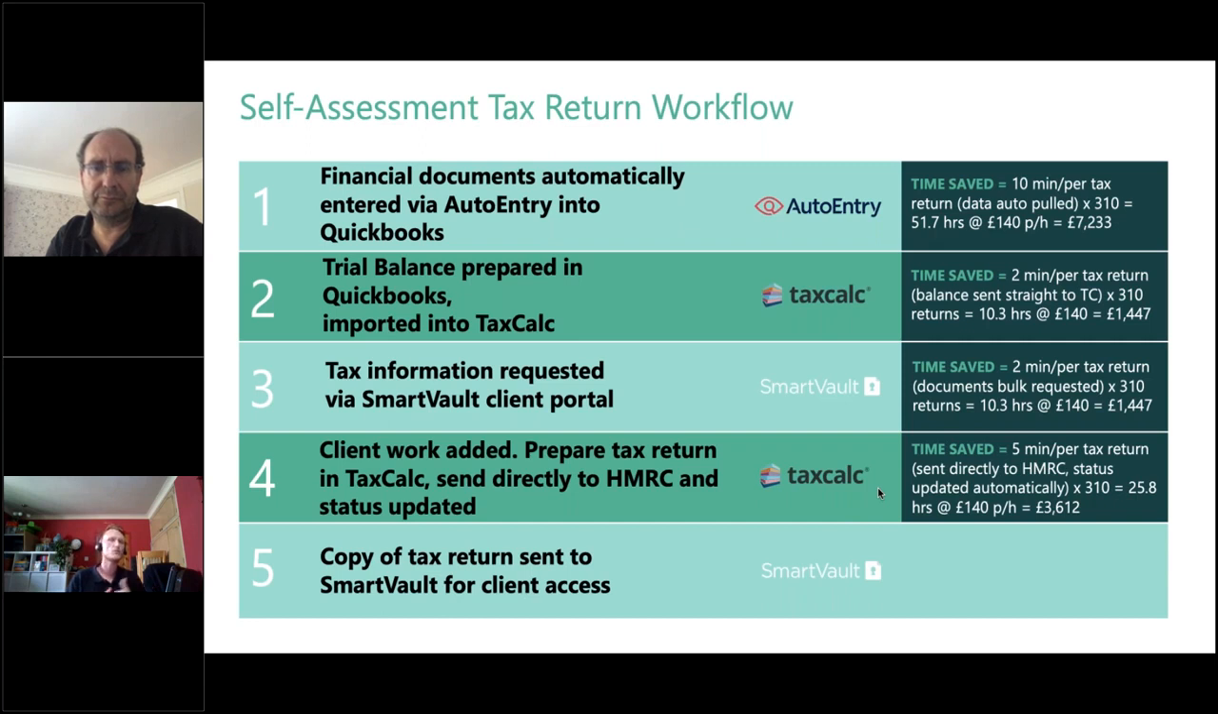At the same time, you could use SmartVault and its document collection facilities to send out questionnaires and requests for information from your clients. So any other supplementary information required to produce their tax return can be pulled in at this point. You can do that en masse, and doing a bulk request like this could easily save a few minutes per client, allowing the client to then self-serve and pull that information into SmartVault for you to access and process. At this point, TaxCalc will probably do most of the engine work, where you've got the input of the final tax return and accounts if required.